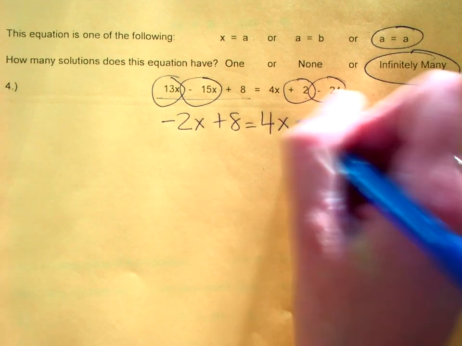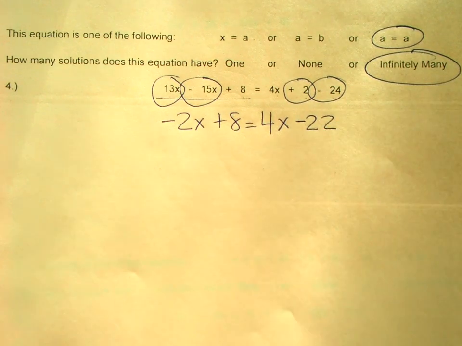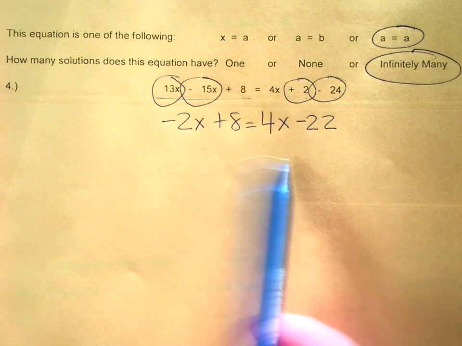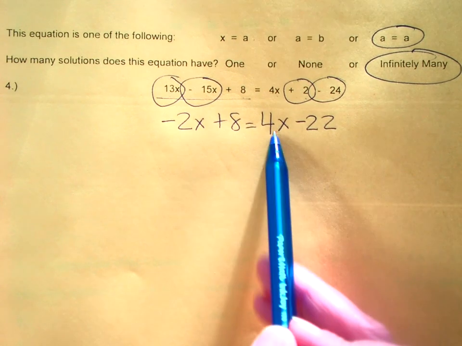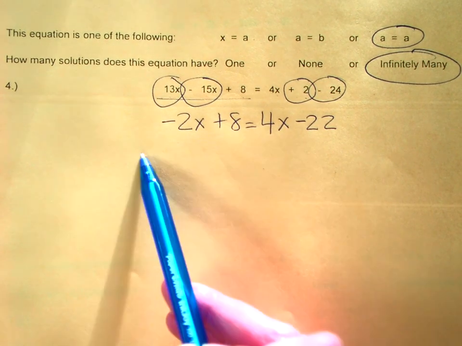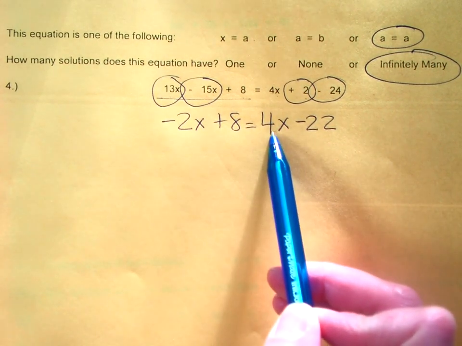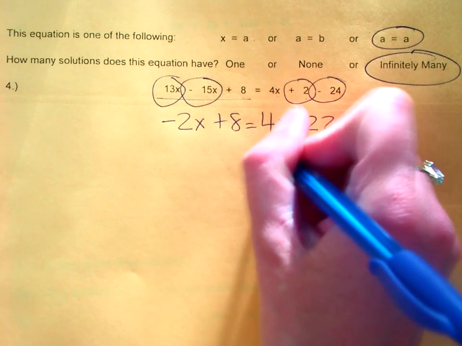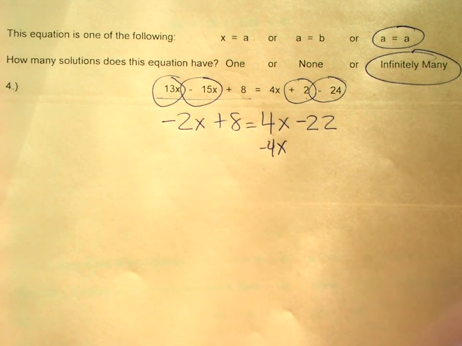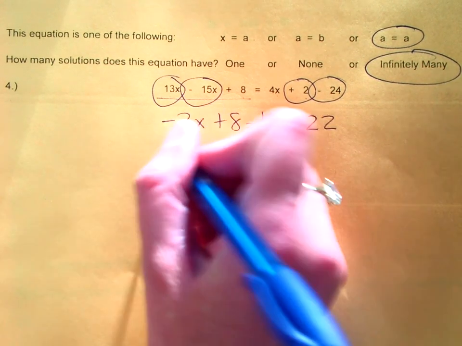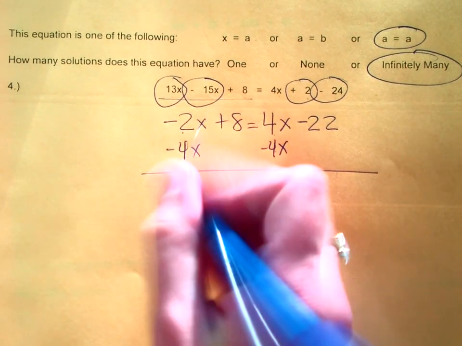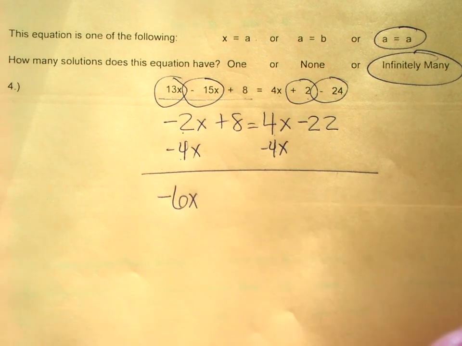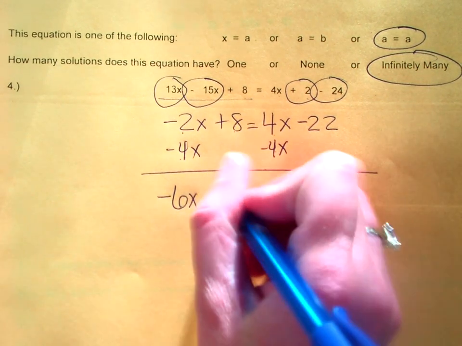So now that each side is simplified, our next step is going to be that we want to get our variables together on one side. And I always think of getting the variables over on the left. So the variable that's on the right is the one that I want to cancel. Whatever we do to one side, we have to do to the other, and I'm going to line it up with its like term. -2x minus 4x. Bring that down, -6x. Bring down our plus 8. These are going to cancel, and we have -22.